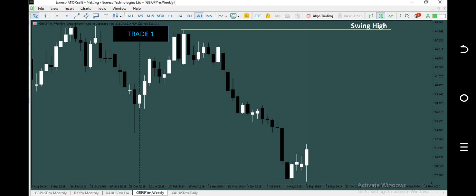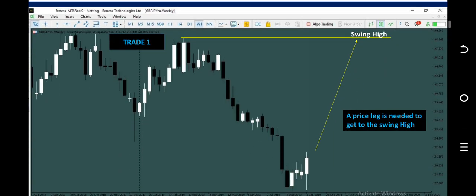It is very important that you understand the market price leg. Without it, you won't be able to trade the forex market profitably. And most traders don't really understand it. They feel that the reason why price moves is because of pressure. No, it's not just only that. It is because there is creation of a leg that moves price from one point to another. So can you see that? A price leg is needed to get to the swing point.